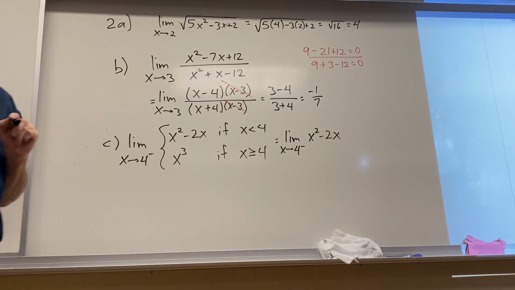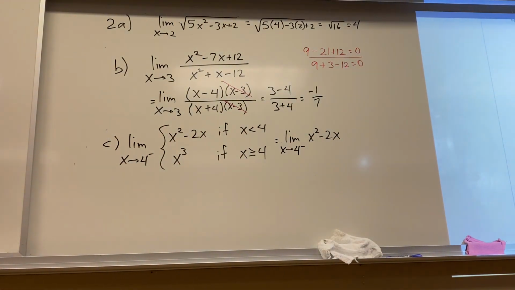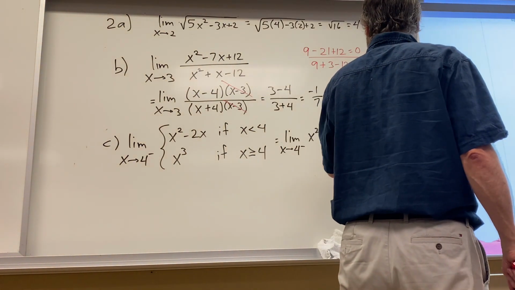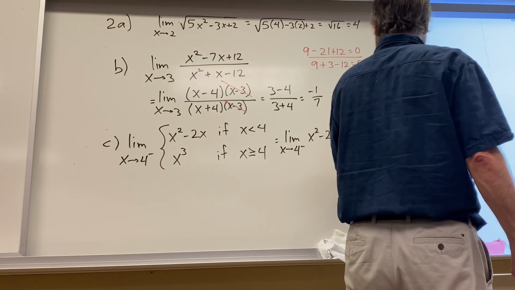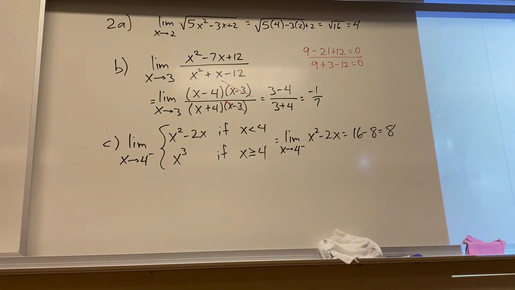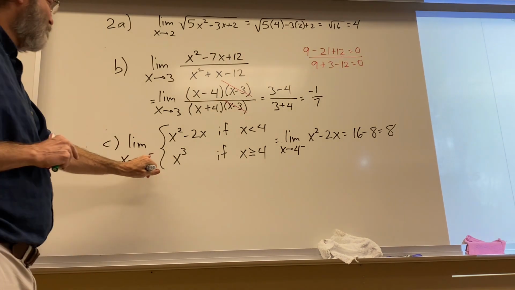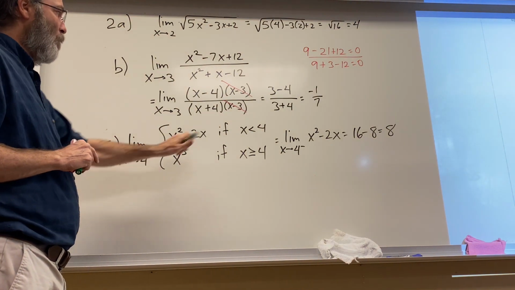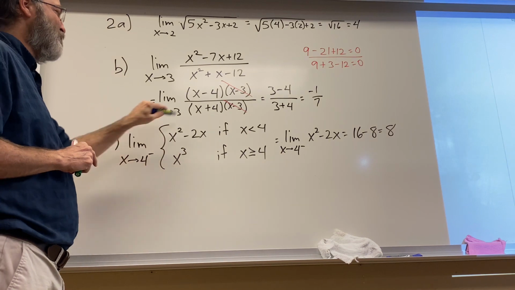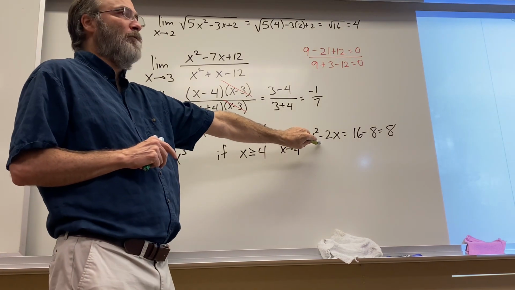And now what do we do? Plug it in. So this is just going to equal 16 minus 8, which is 8. What does it mean when we use the top? Because we're coming at it from the negative side, we're going to pick the one that's less than. Instead of this messiness, we're just going to use that one.